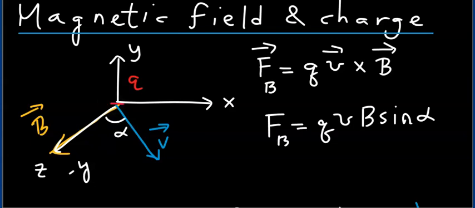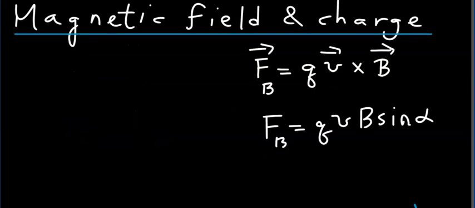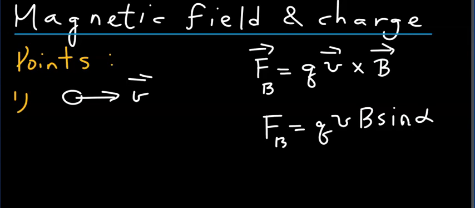Now, if we assume the charge is a negative charge, then the magnitude is still given by this equation. However, since this charge has a negative sign, the direction of the magnetic force will be pointing upward. So that is the direction of the magnetic force due to the interaction of this negative charge with this magnetic field. In any case, two important points follow regarding the nature of this magnetic force that acts on a moving charge. Point number one is the charge must be moving. So the charge must have velocity.